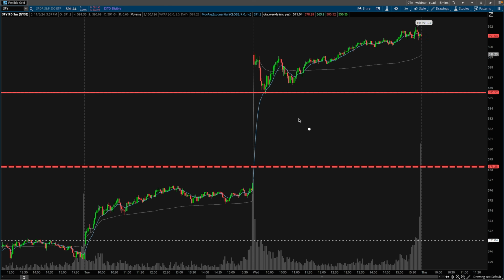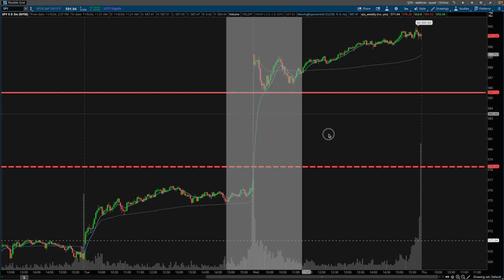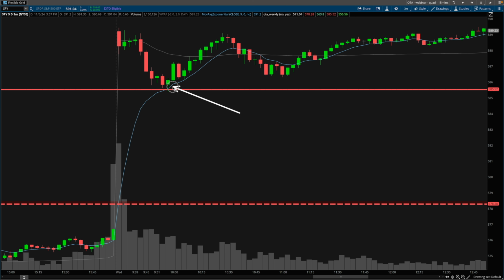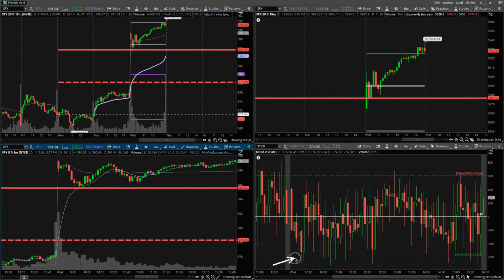Here it is, pretty simple. Retest of a key level, the 9 EMA catching up. We see an instant rejection off the level in some form of a candle that looks like a hammer. And if you need an additional confluence, look at something like the tick, maybe the ADD, maybe take a look at the QQQ to see if it also lines up.